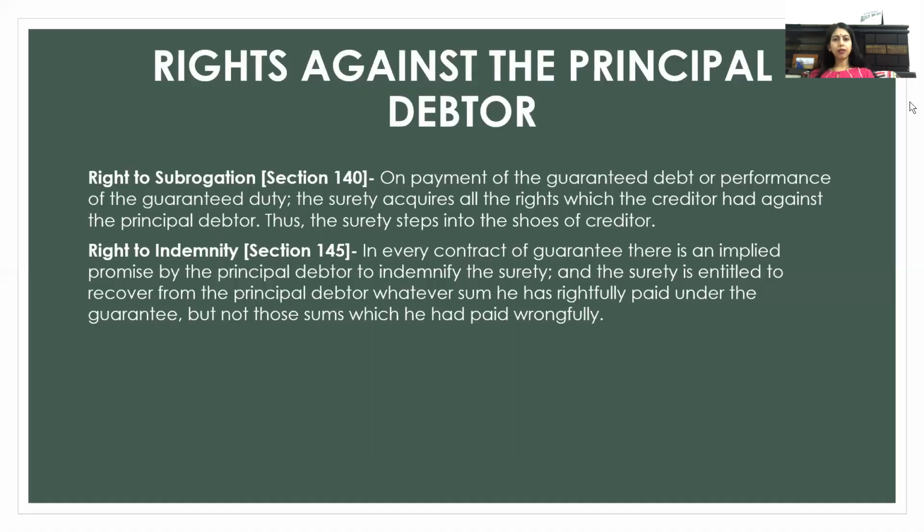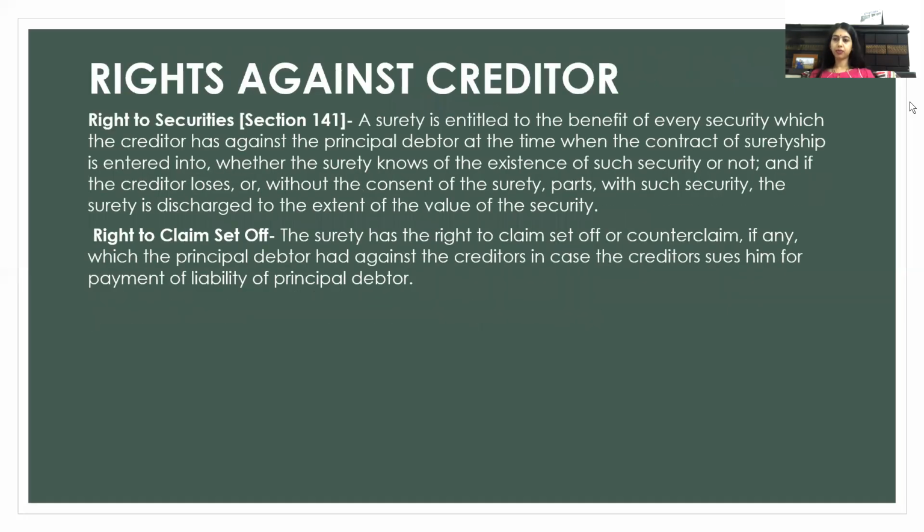Now in this contract of guarantee, if the principal debtor makes a default, the surety has to make good the loss. He has to make all the payment. But after making the payment, he has the right to recover that amount from the principal debtor. But not those sums which he had wrongfully paid. He can only recover all the rightfully paid sums.